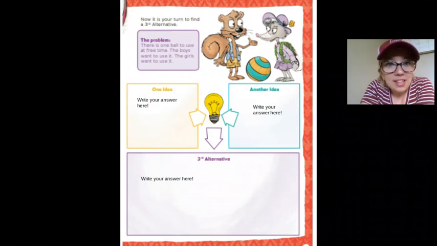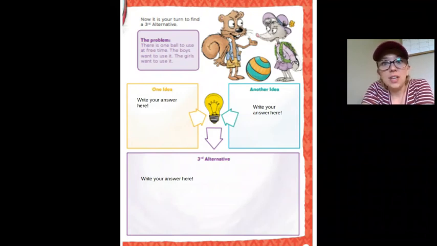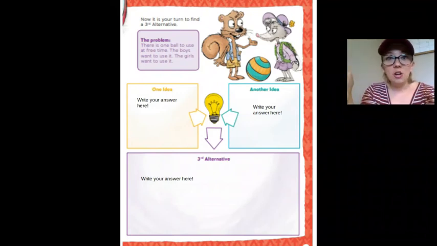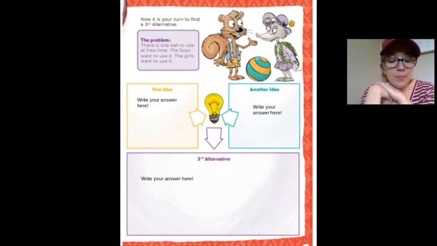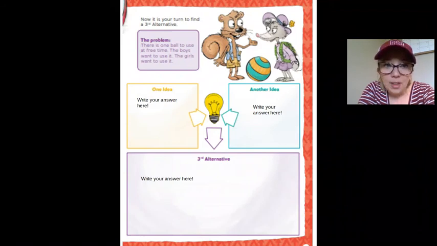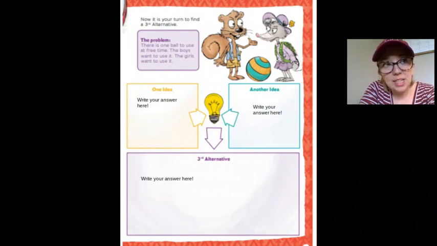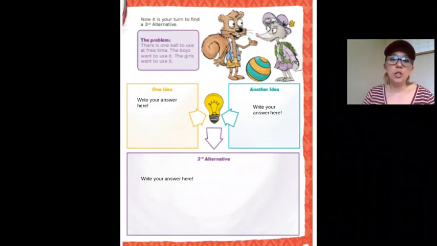Okay, at the top it says, now it is your turn to find a third alternative. So this is where you guys get to let your voice be heard. This is where you get to come up with the ideas, okay? Here's the problem that you need to figure out. There is one ball to use at free time, and the boys want to use it, and the girls want to use it. So what would you do? What ideas would you come up with to reach that third alternative?